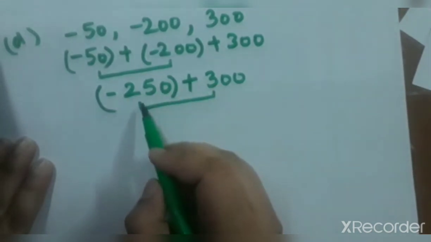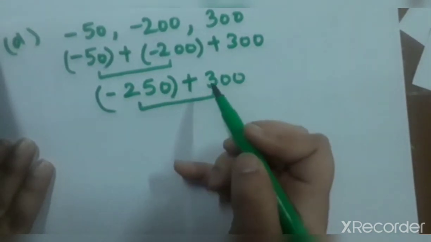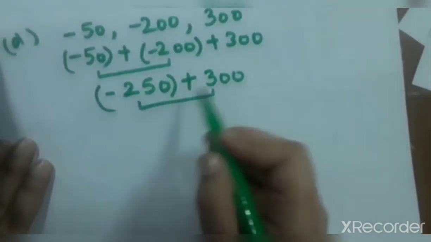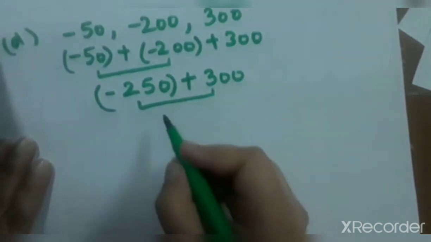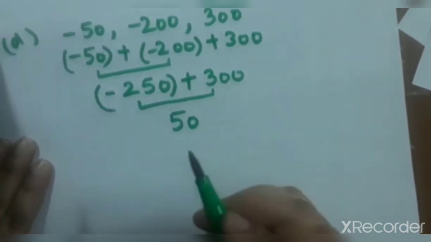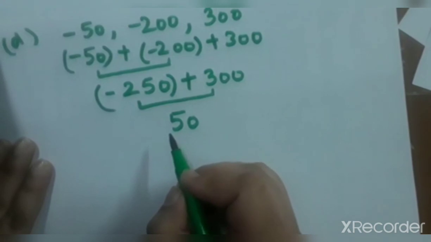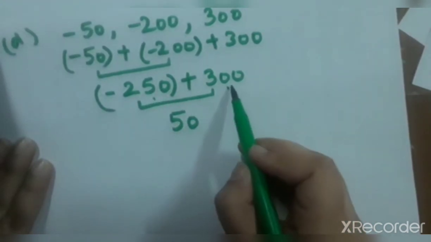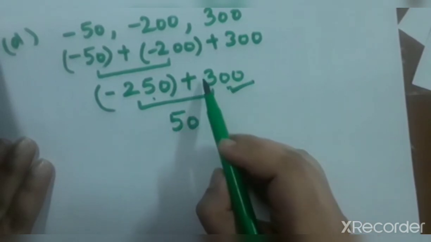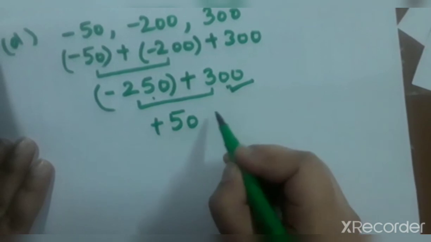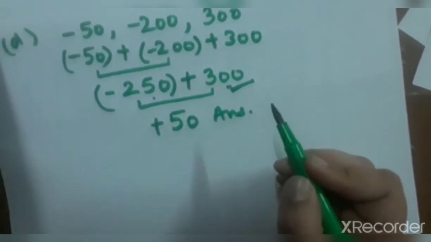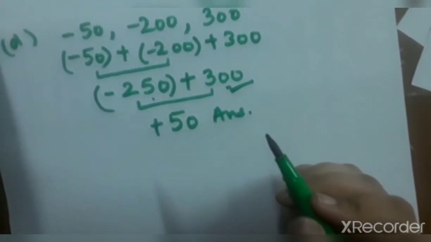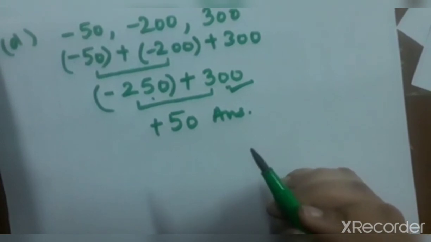Now again we have two simple numbers. Minus plus is minus, that means we are going to subtract them, and when we subtract them, the answer is 50, but we have to keep in mind the sign of the answer. Out of 250 and 300, 300 is greater and 300 is a positive integer over here. So the answer will be plus 50. I hope this question is clear to you, how to add the integers.